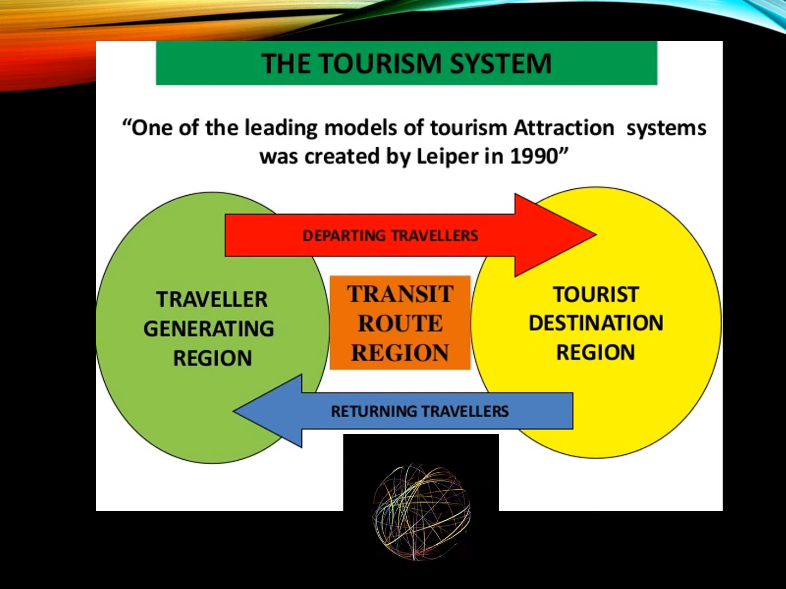The tourist transit region is largely made up of transport infrastructure. This could be by road, by rail, by air, or even by sea. It involves a large number of transport operators as well as the organizations that work within them, such as, of course, the different catering establishments. Okay, so the transit region is an integral part of Leiper's tourism system.